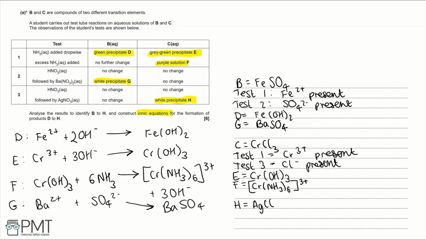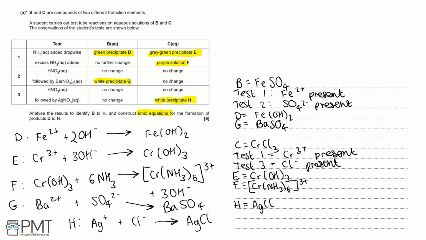with the sulfate ion. And finally, if we look at the formation of H, so that's going to be a silver ion plus a chloride ion, producing silver chloride, AgCl.